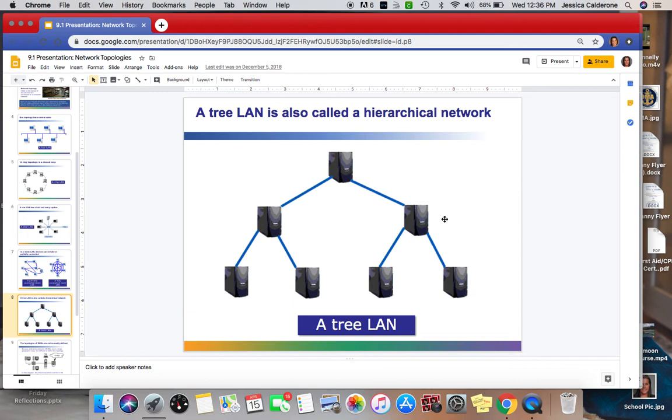And it's also more difficult to configure and wire than other topologies, okay? So that's a negative point of the tree LAN. Okay, so for the most common types of topologies, you should have ring, star, mesh, and tree.